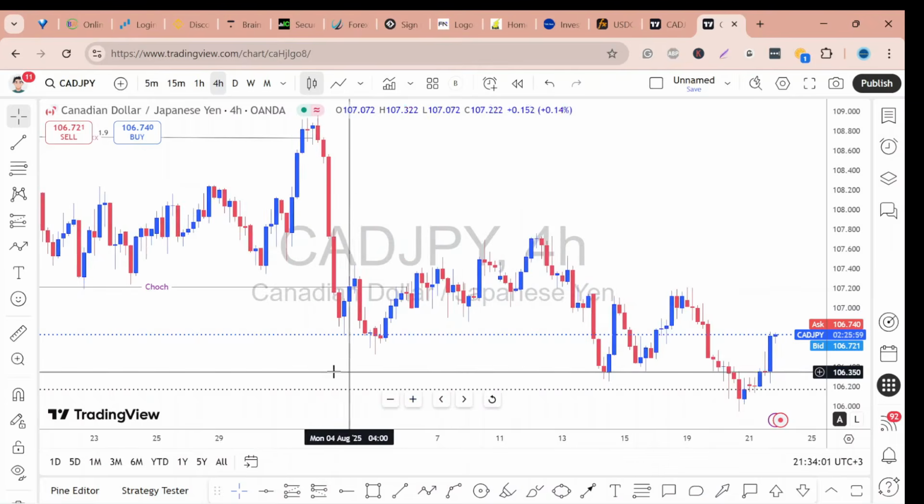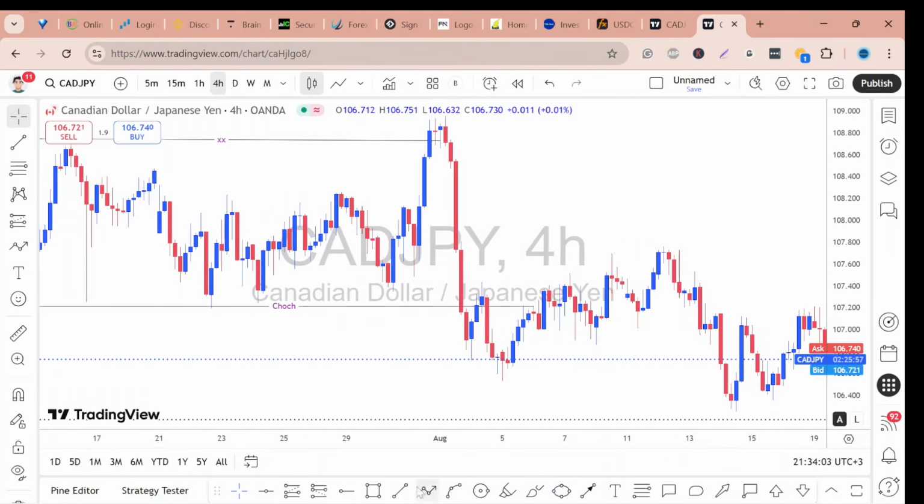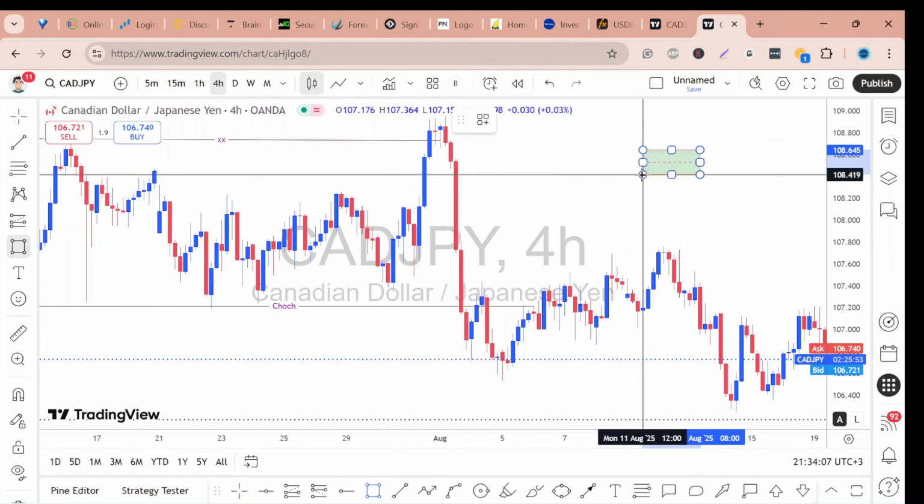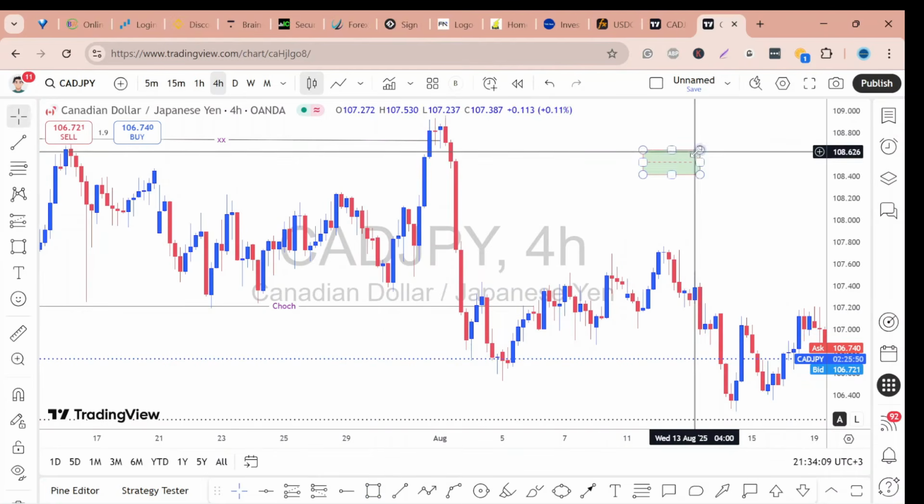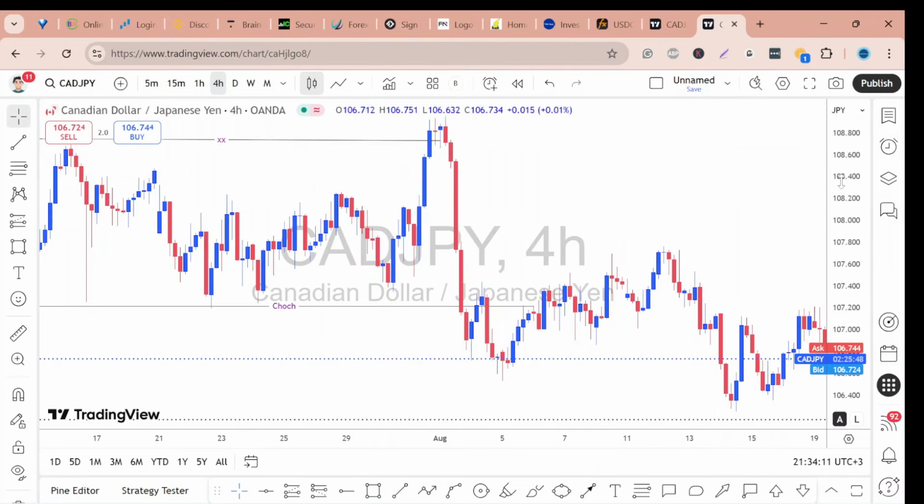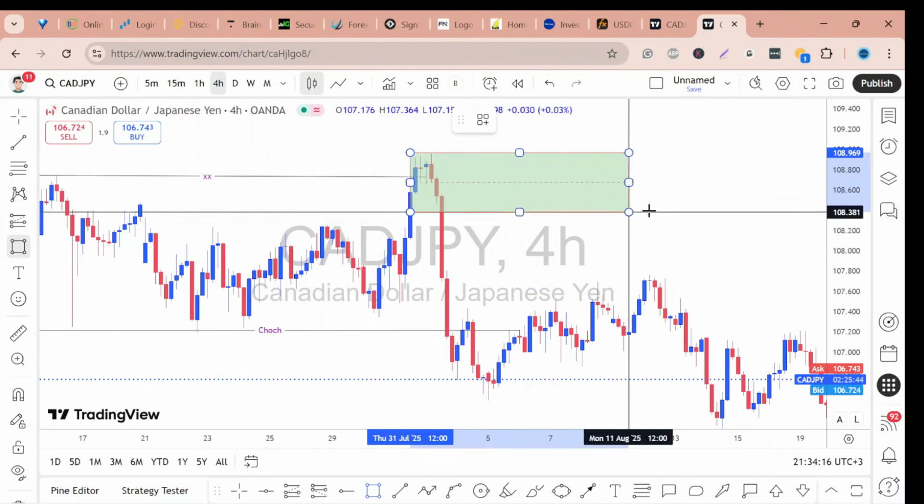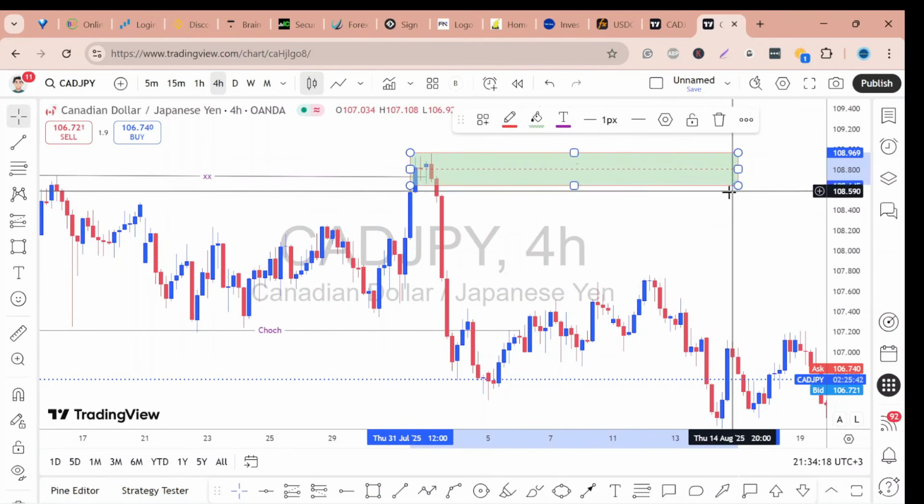Now I was looking for the market to, at least, I think my mouse is kind of misbehaving. I'm sorry about that. So I was looking for the market to retrace to this order block here on the 4-hour time frame.